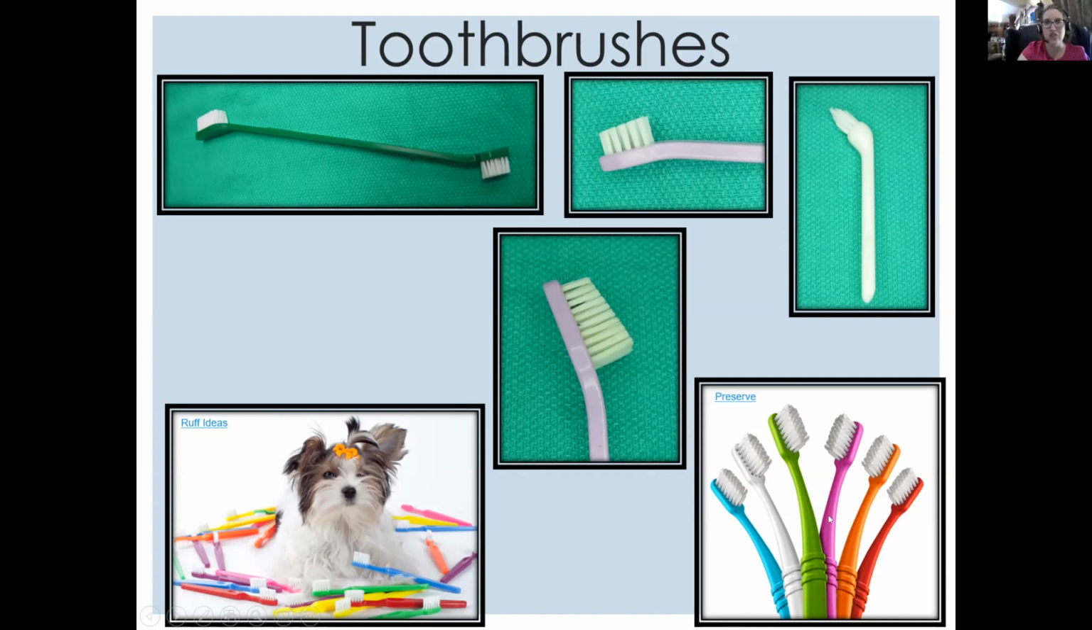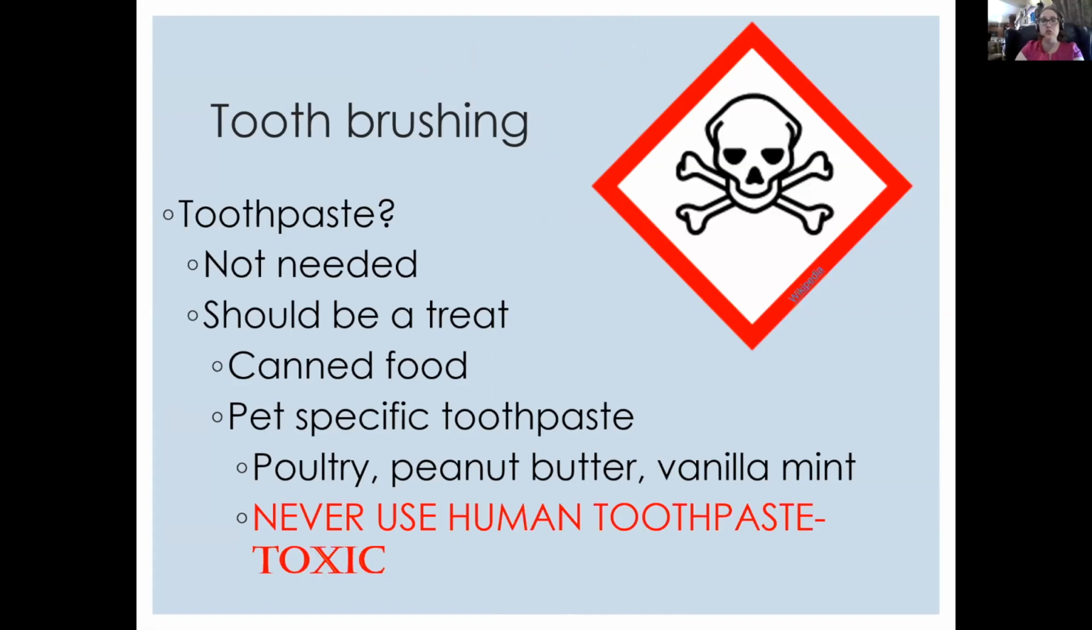But again, these are just human toothbrushes. Just use a brush. That's all you need. And it can be a soft brush. As far as toothpaste, in theory, it's not needed. It should be a treat. So if your pet likes it, then great. If your pet doesn't like it, find something else like canned food. A lot of the pet specific toothpastes are poultry flavored or peanut butter flavored or vanilla mint. So if they like it, that's great. If they don't, dip it in chicken broth, dip it in tuna broth, dip it in beef broth. Whatever you have, something that your pet likes, put some squeezed cheese on there.